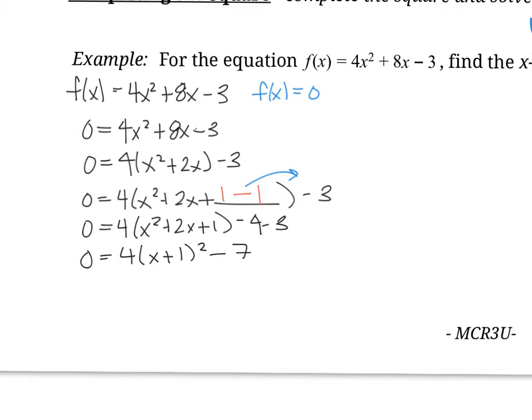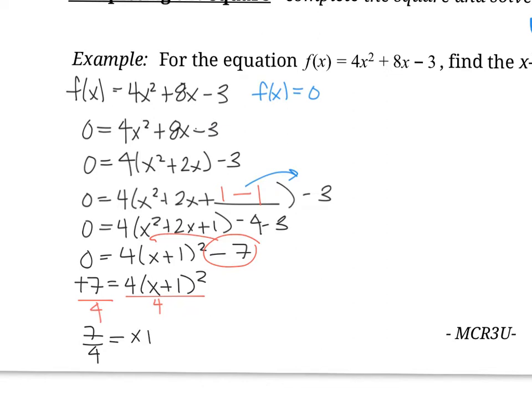So now that we've completed the square, we can start isolating for our x value since there is only one. First thing we're going to do is move this negative 7 onto the other side. So we're going to be left with positive 7 is equal to 4 times x plus 1 all squared. Next, we can divide by 4. We're isolating for that x. So I'm going to divide by 4 on both sides, and I'm going to be left with 7 over 4 is equal to x plus 1 all squared.